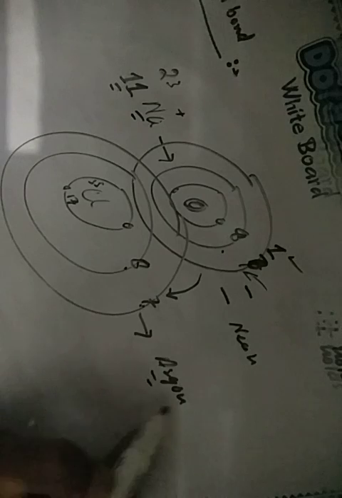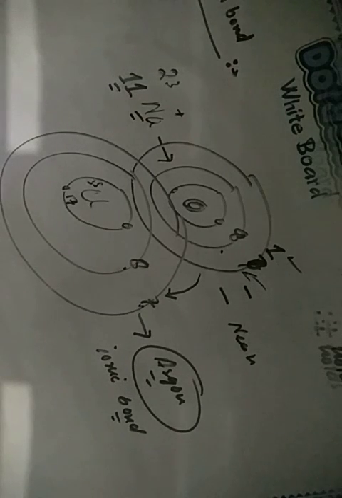Both become stable and become ions. In this way, these two ions combine together and form the ionic bond. Sodium atoms form cations, which are the positive ions, and chlorine forms anions, which are the negative ions.